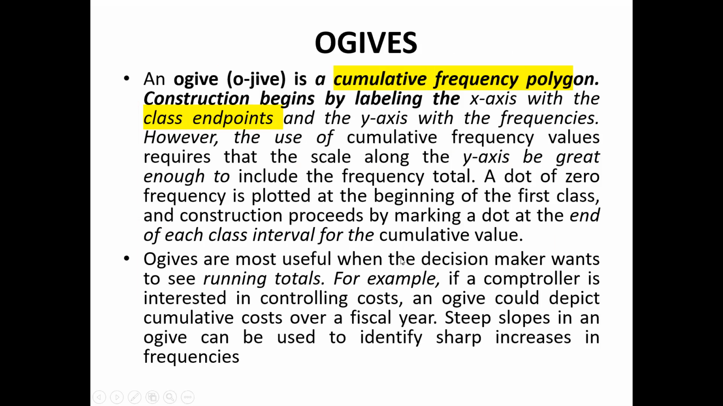Ogives are more useful when the decision maker wants to see the running cost. So when are ogives useful? When the decision maker wants to see the running cost. Example, if a controller is interested in controlling cost, an ogive could depict cumulative cost over a fiscal year. So if he wants to check cost, let's suppose he is a controller, he can use an ogive. He can use the ogive data graph, and it shows the cumulative cost over the year. Steep slopes in an ogive can be used to identify sharp increases in the frequencies.